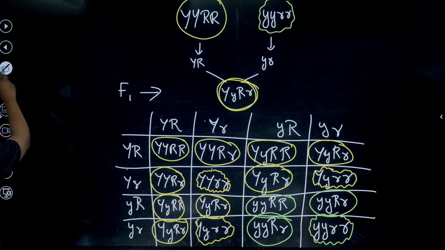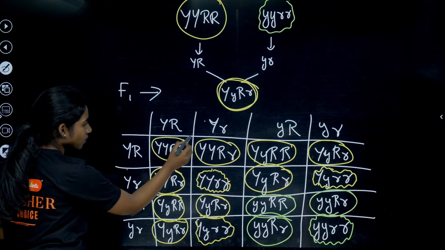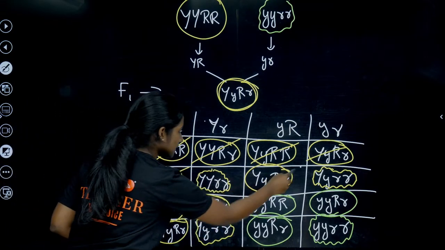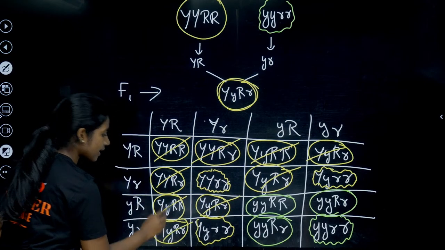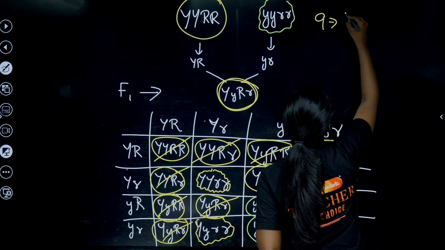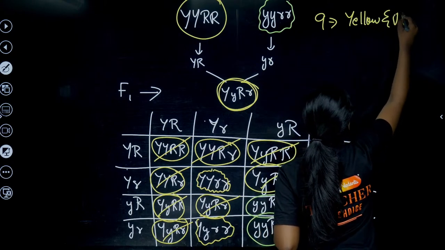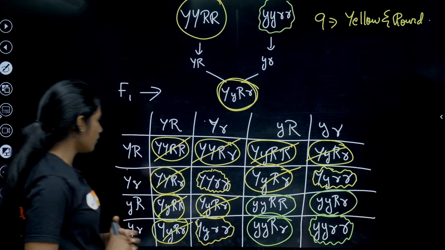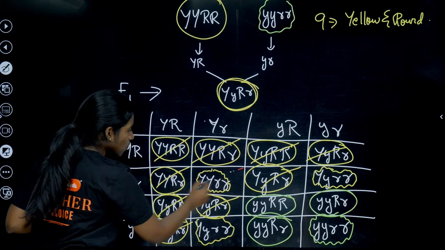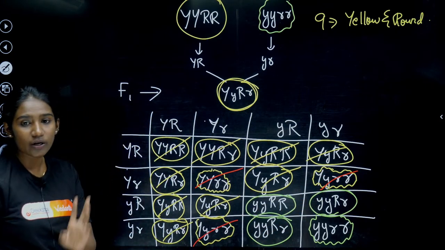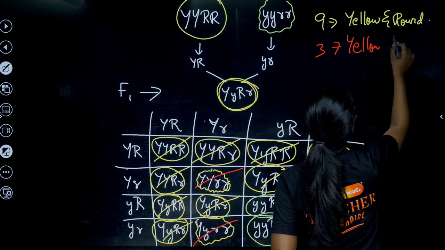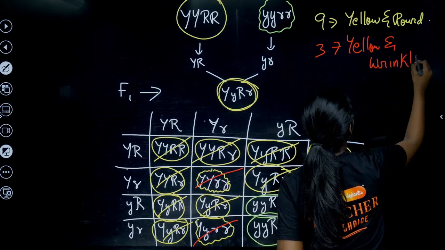So now let's see how many yellow and round there are. See this one: 1, 2, 3, 4, 5, 6, 7, 8 and 9. So you got 9 yellow and round. Okay. So now let's check yellow and wrinkled. How many yellow and wrinkled are there? I'll change the color. Let me make it red. 1, 2, 3. 3 yellow and wrinkled, right? So 3 yellow and wrinkled. Fine.